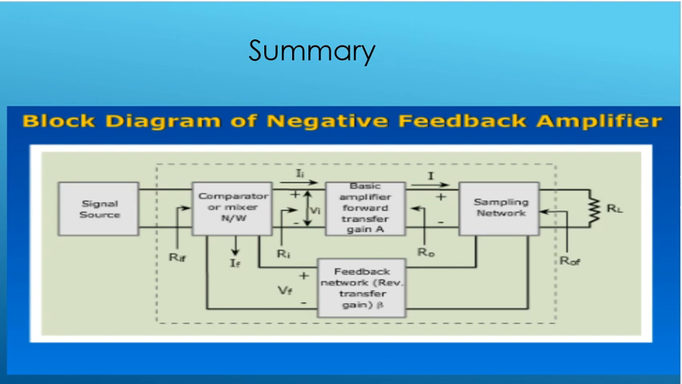Now see the mixer networks. There are two types of mixer networks: the series mixer and the shunt mixer. The series mixer is used to increase the input resistance, and the shunt mixer is used to decrease the input resistance. Next we have the two types of sampling networks. The voltage sampler decreases the output resistance, and the current sampler increases the output resistance.